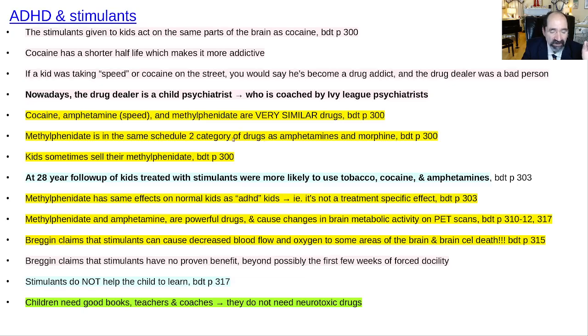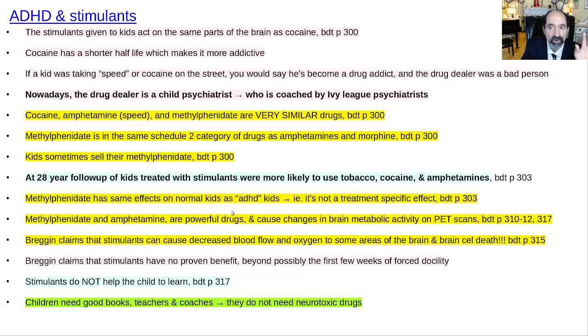Methylphenidate is in the same schedule of drugs, I mean, the same category of drugs as amphetamines and morphine, okay? Those are incredibly powerful drugs that are very capable of causing serious brain damage. Okay? I recently saw a couple strokes from opioids. Kids sometimes will sell their methylphenidate. Yeah, it's a drug of abuse. At 28-year follow-up, one study listed in the Breggin book, the kids treated with stimulants were more likely to end up on other drugs, tobacco, cocaine, amphetamine. So polypharmacy is when it's a prescribed drug. This is just polysubstance abuse. Methylphenidate has the same effect on normal kids as ADHD kids, so it's not a specific treatment effect.